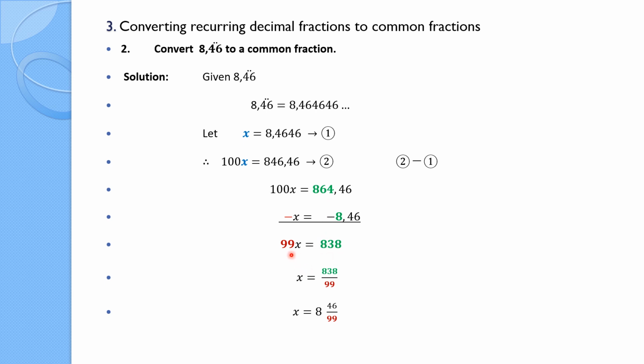From there, always divide by the coefficient. So 838 divided by 99, and if we simplify, 99 goes into 838 8 times, leaving a remainder of 46 over 99. So I hope you follow. Here the key was I had to multiply by 100 because I had to move the comma 2 spaces. So I hope you understand. If not, pause, redo it, check.